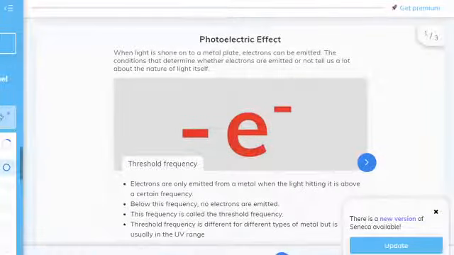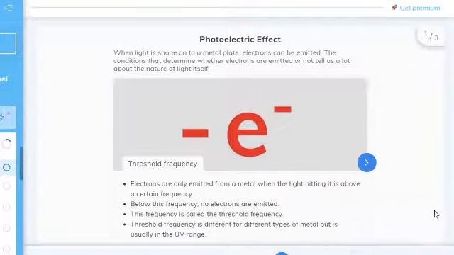Photoelectric effect. When light is shone on a metal plate, electrons can be emitted. The conditions that determine whether electrons are emitted or not tell us a lot about the nature of light itself.